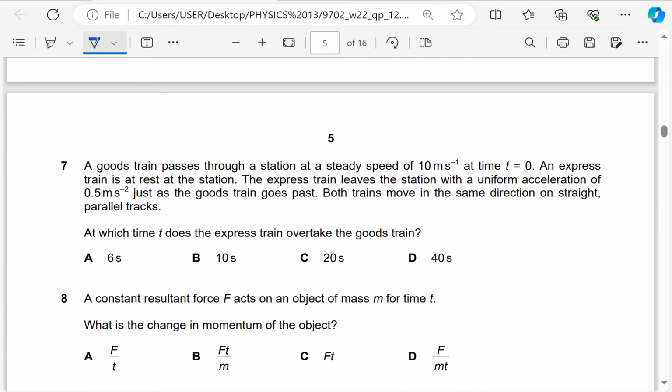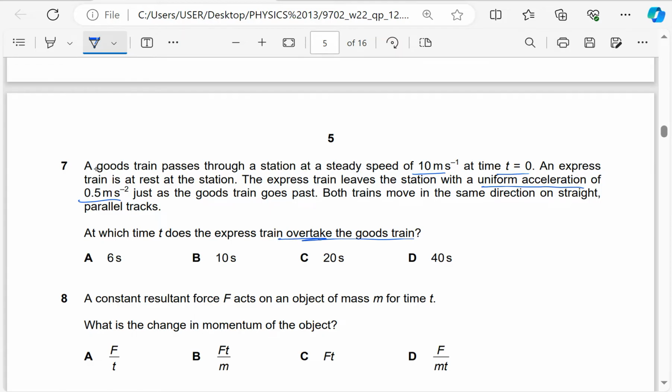A goods train passes through a station at a steady speed of 10 meters per second at time t equals 0. An express train is at rest at the station. The express train leaves the station with a uniform acceleration of 0.5 meters per second squared just as the goods train goes past. Both trains move in the same direction on straight parallel tracks. At which time does the express train overtake the goods train?